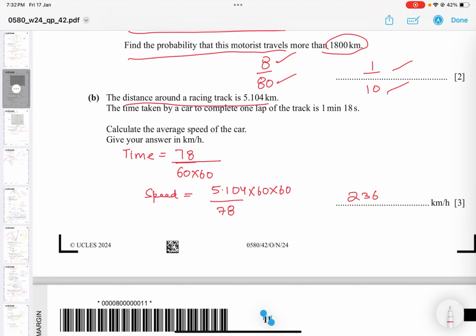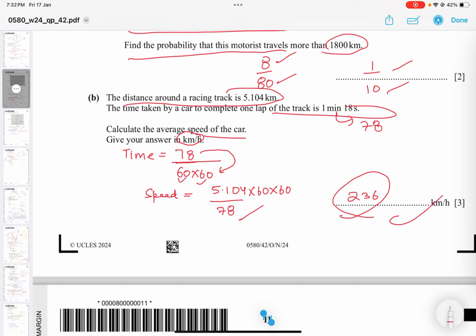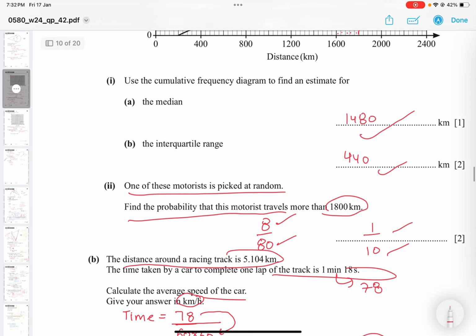All right, the distance traveled around a racing track is this one, time is this one, calculate the average speed in kilometers per hour. So I converted into seconds, that was 78 seconds. Then I converted 78 seconds into hours by dividing by 60 times 60, and speed is distance upon time. Distance was 5.104 divided by 78 upon 60 times 60.